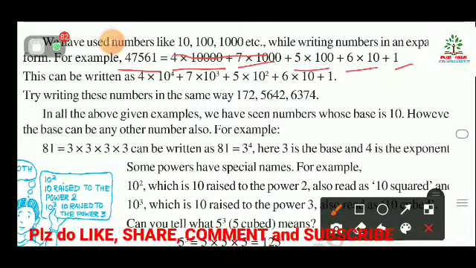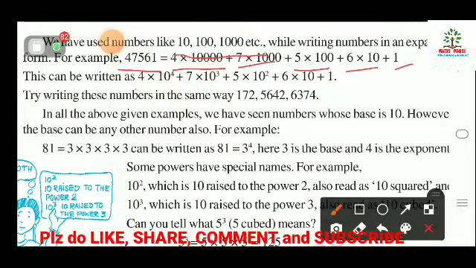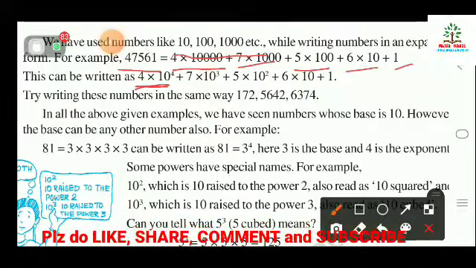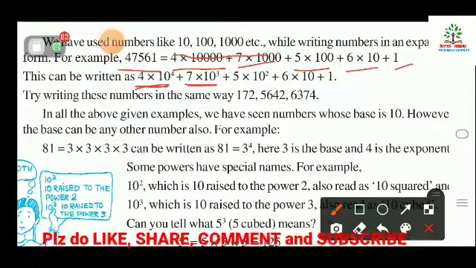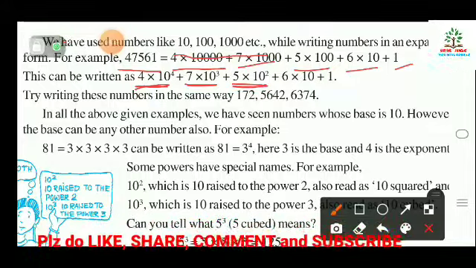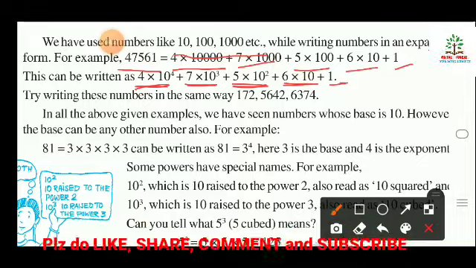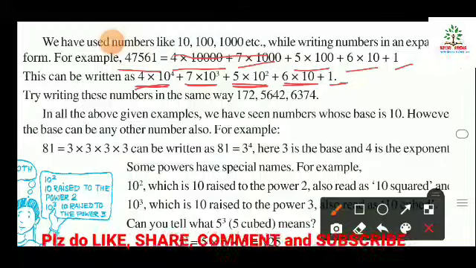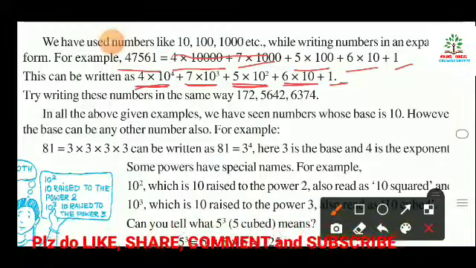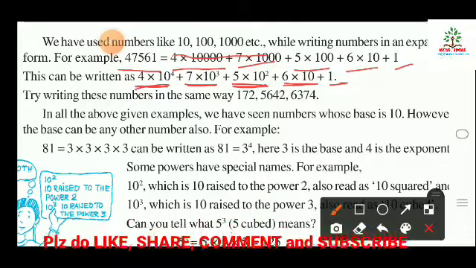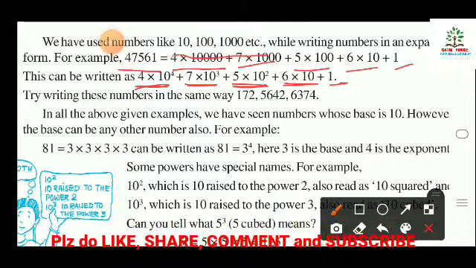It means 10,000 can be written as 10 raised to the power 4, so 4 into 10 raised to the power 4. The 7 into 1000 can be written as 7 into 10 raised to the power 3. Then 5 into 100 can be written as 5 into 10 raised to the power 2. And 6 into 10 will remain as it is, and 1 will remain as it is. So we can easily express any number in the expanded form using exponents, or in the exponential form.